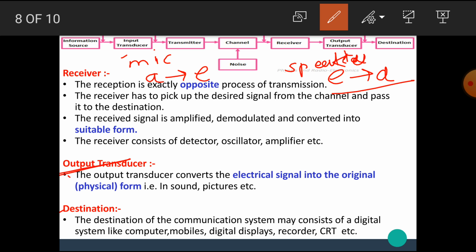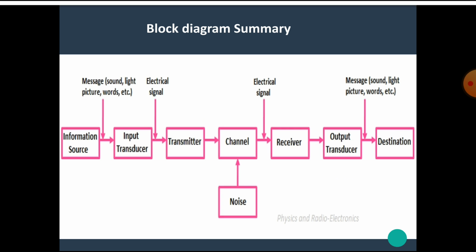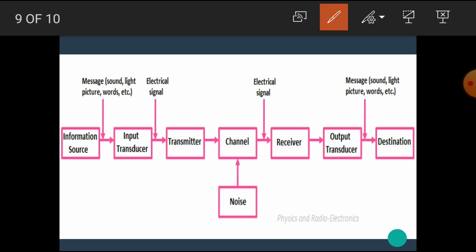Our last block is the destination. The destination of the communication system may consist of a digital system like computers, mobiles, digital displays, records, CRTs, etc. Now, I hope you all understand the function of each block. Now, let's see the summary of this block diagram.